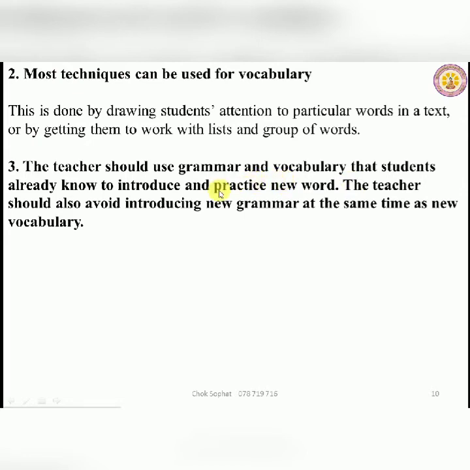When you want to ask your students to practice the new word, it means asking them to use the grammar that they already know. And the teacher should avoid this: when you teach new words, do not teach new grammar at the same time. Correct? So when you're teaching new grammar, just teach the new grammar, and you can use the old vocabulary so they can understand. If you teach new grammar and introduce new vocab, your students do not understand the grammar easily. Or when you teach new vocab and use new grammar, it's difficult for them to catch up and you cannot draw your students' attention.